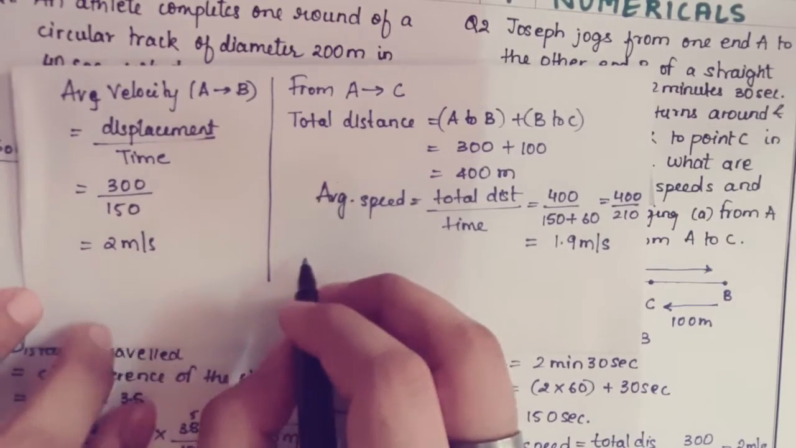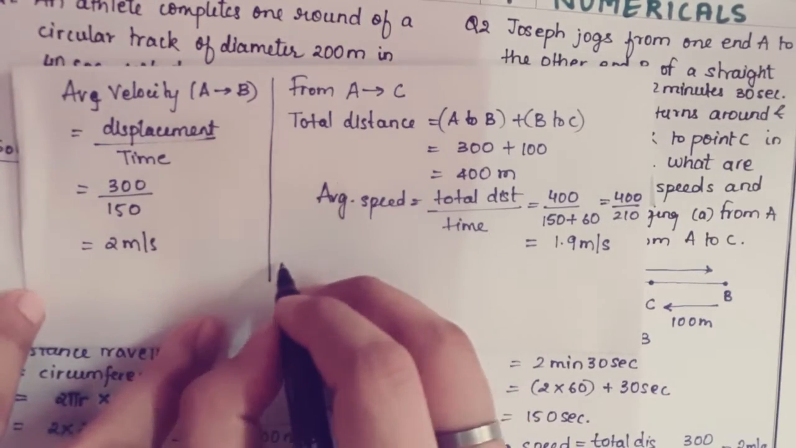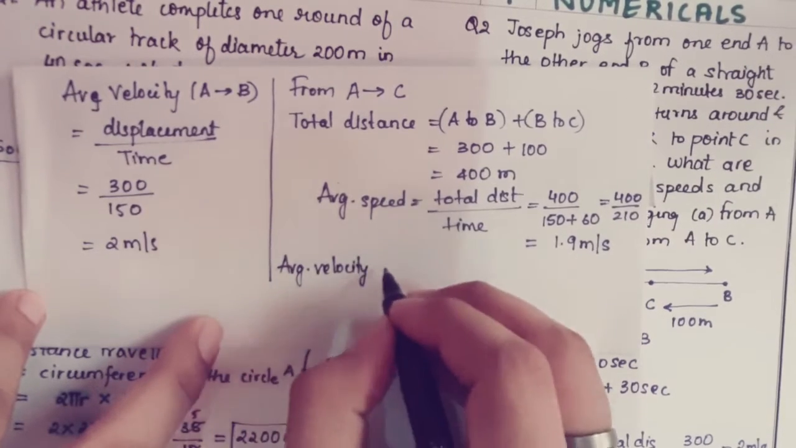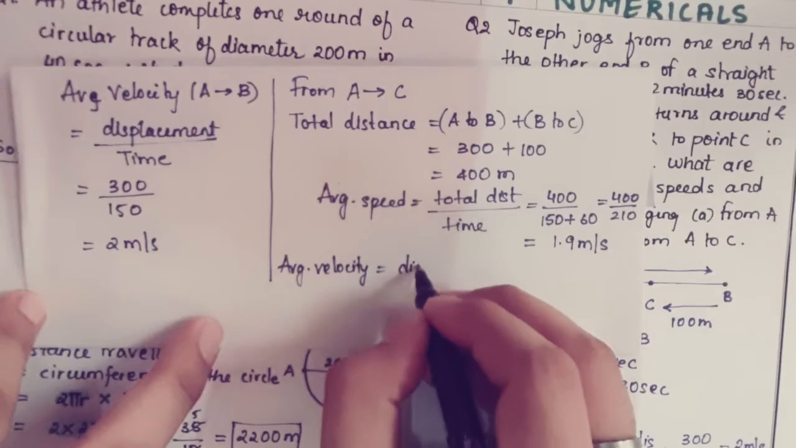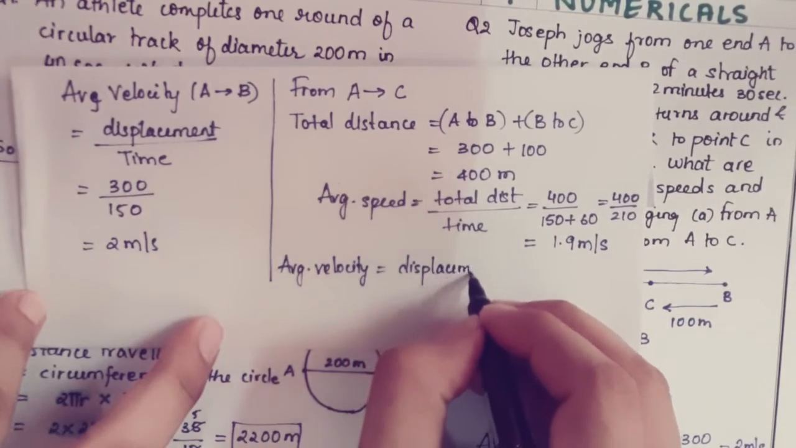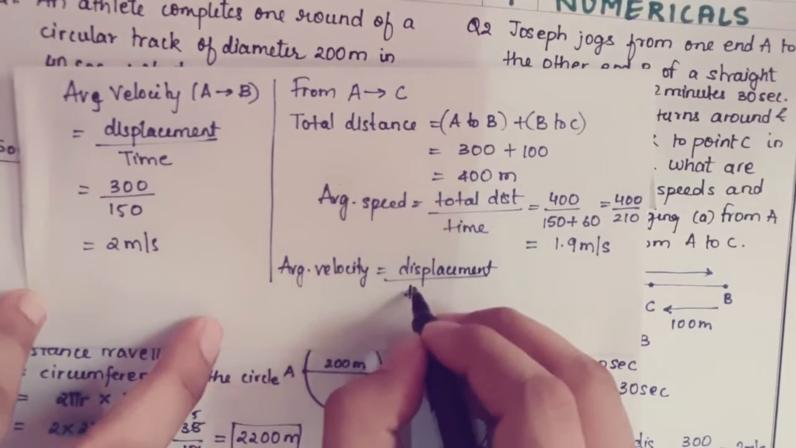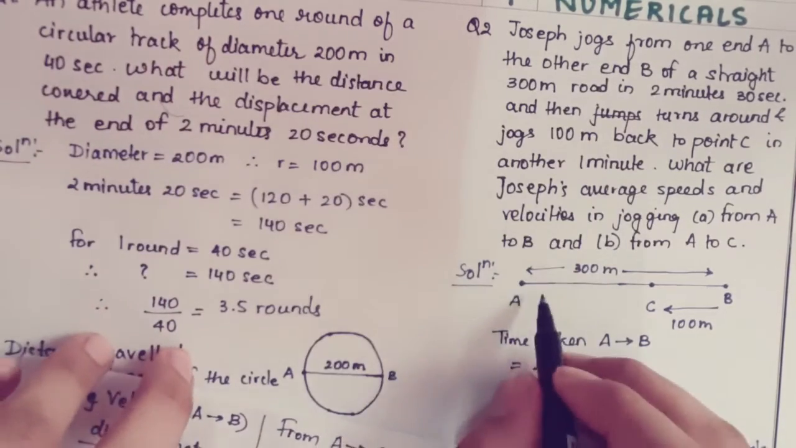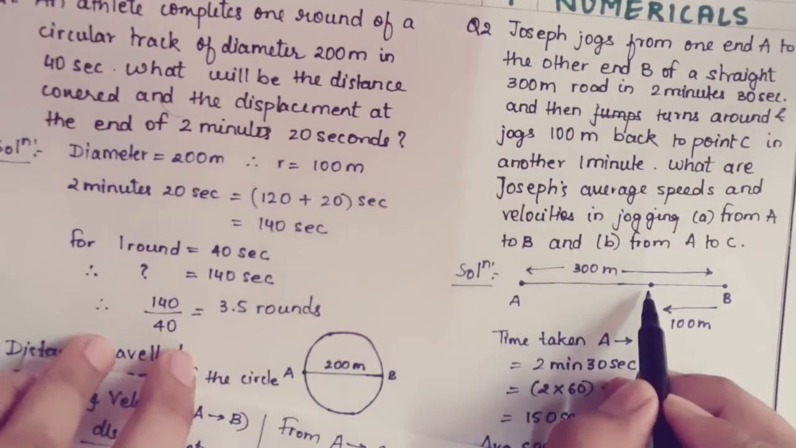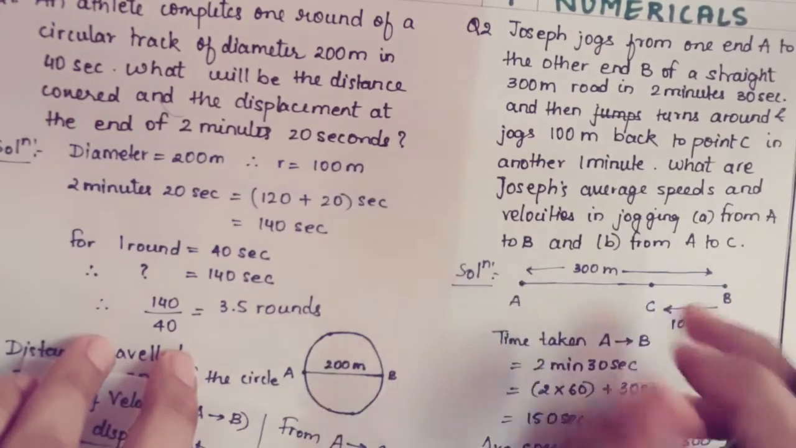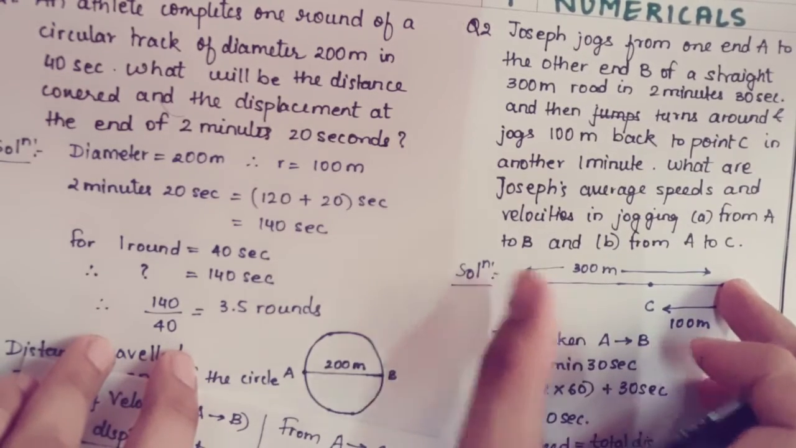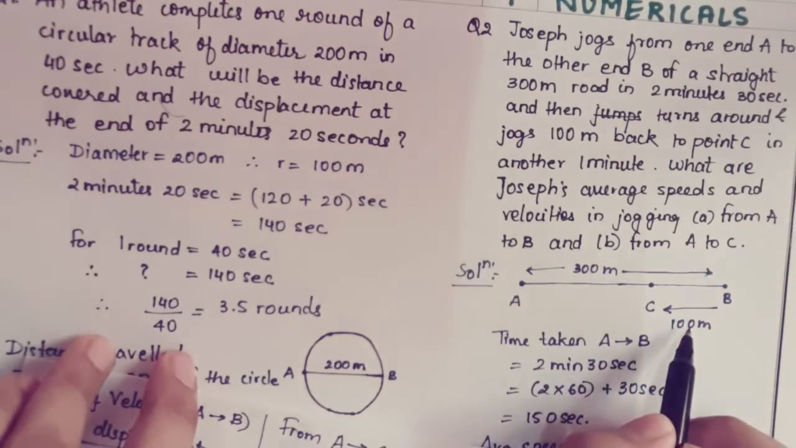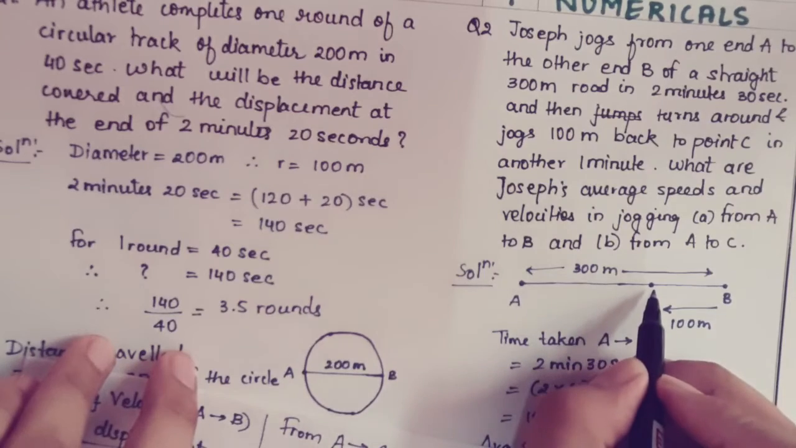Now we need to calculate average velocity. Here it comes displacement upon time. Now we know displacement means the final position and the starting position. So it is A to C. A to C will be, this is total 300, and now this is 100. So A to C will be 300 minus 100, because this is the starting point and this is the ending point.